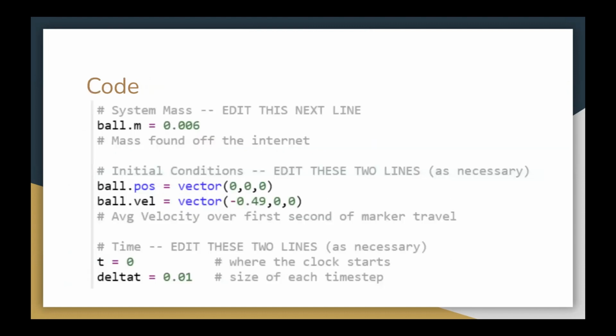All right, moving on to our code for the model. Well, in our code, we've stated the ball's mass shall be 6 grams, and this is a mass we found off the internet. And we also stated that the marker's velocity shall be negative 0.49 meters per second. And this is the average velocity over the first second of the marker's travel. We picked this because there's less room for error.